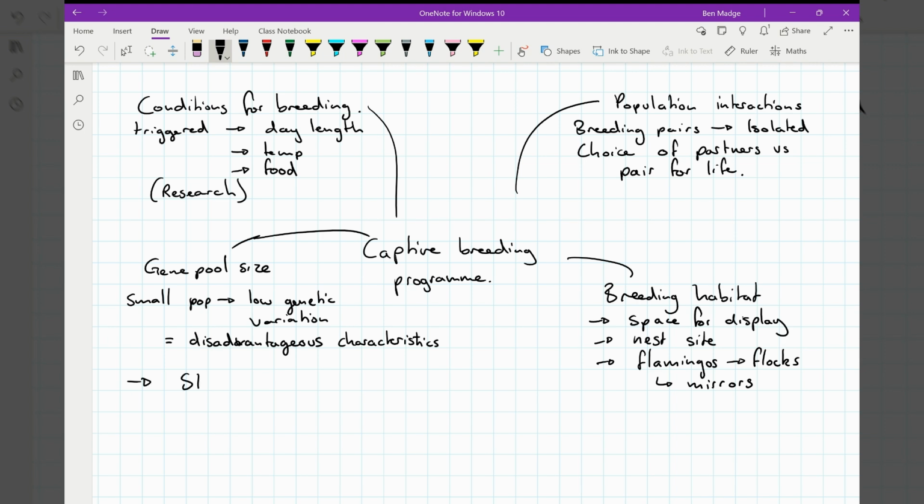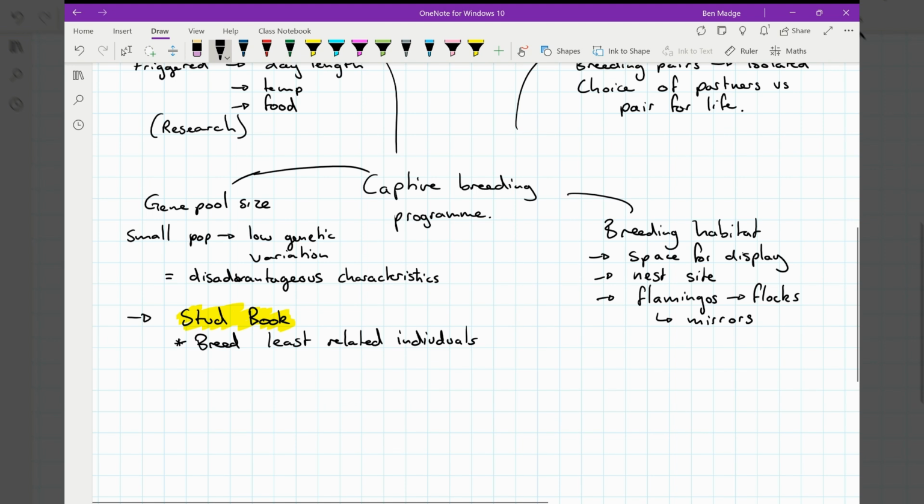So what we can do to ensure as big a genetic variation as possible is use a stud book, which is a record of parentage, so who's bred with who. And this ensures that we breed least related individuals to avoid those disadvantageous characteristics becoming common and a narrowing of genetic variation.